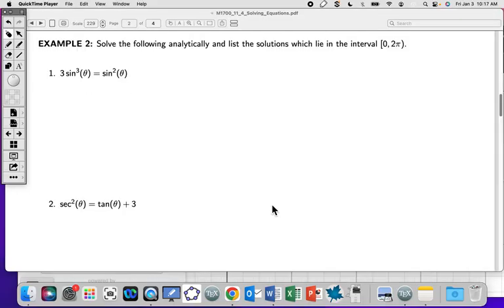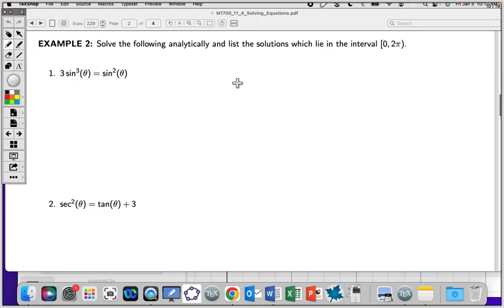We're faced with 3 sine cubed theta equals sine squared theta. And so the question is, how would we attack that? The goal, when you have this happening, is you want to get it down to one of the equations we had in example 1, where you have trig function equal a number. And then you can go about and solve it like we did the basic equations earlier.